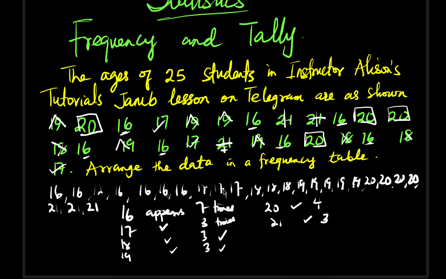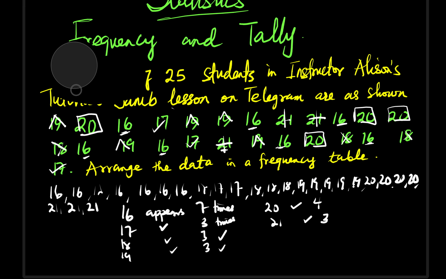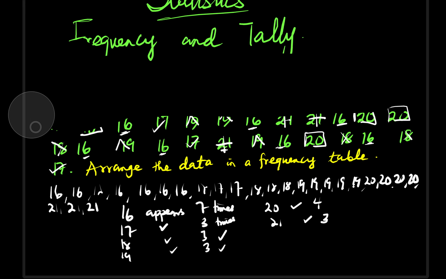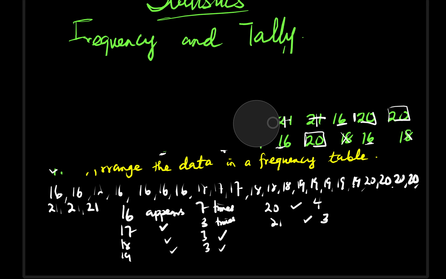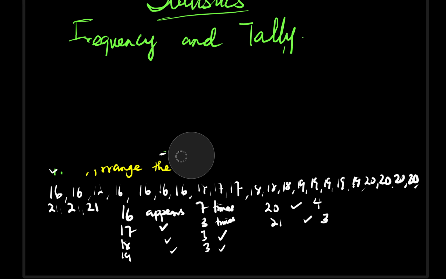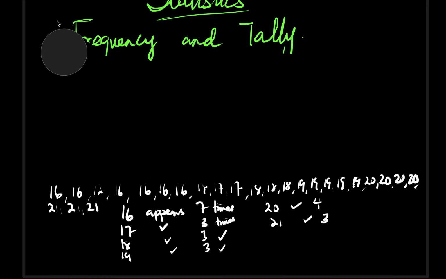I think I have this information here, so I can easily clean this top side so that I can show you how to organize this in a table. Let me use this space to grab these things. Remember, the question says arrange the data in a frequency table. So that means in a frequency table, you just have how many columns?